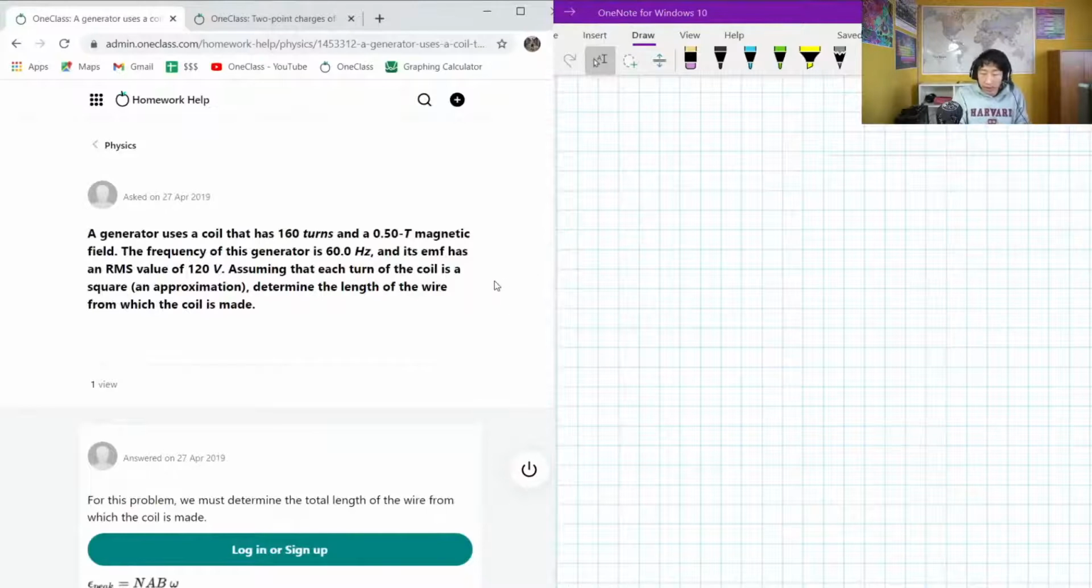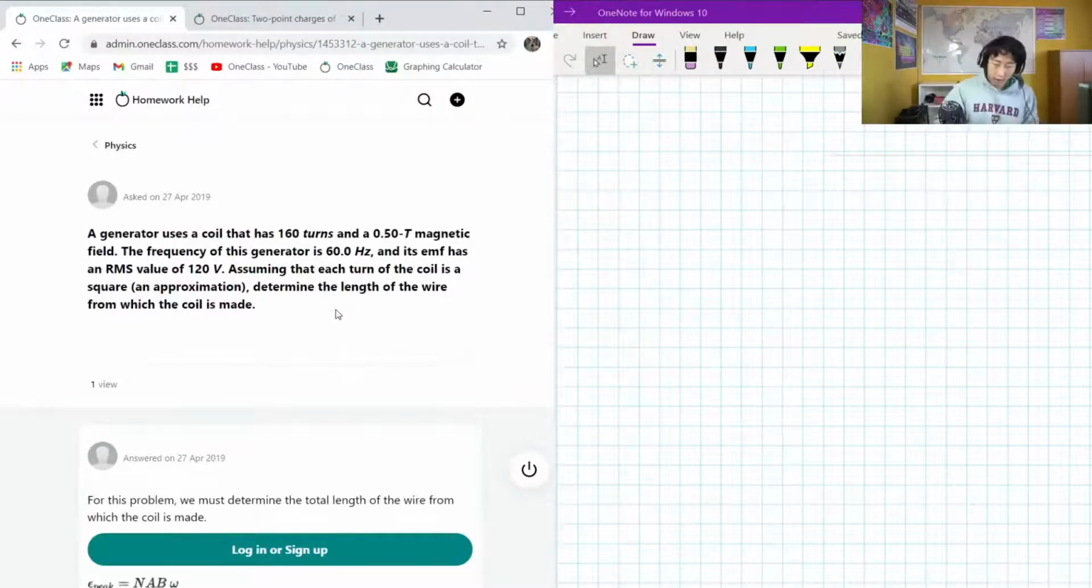Okay, so this is the next question that we got on the menu today. It is asking us, a generator uses a coil which has 160 turns and operates in a 0.5 Tesla magnetic field. The frequency of this generator is 60 hertz, and its electromotive force has an RMS value of 120 volts. Okay, so its voltage, basically it's saying its voltage is RMS 120. Assuming that each turn of the coil is a square, okay, that's pretty important. Determine the length of the wire from which the coil is made.